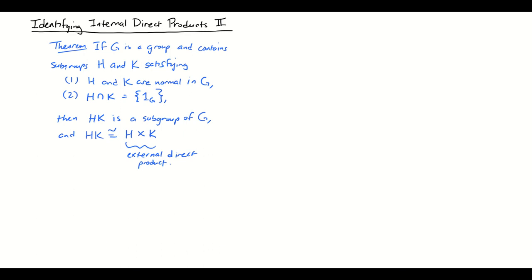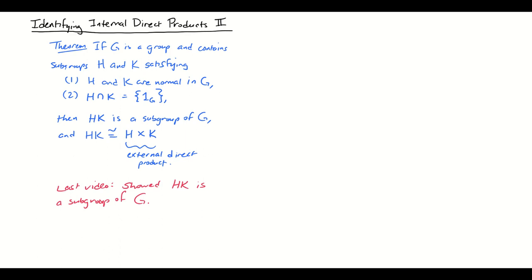All right, so what did we do last time? Last video we showed that HK is indeed a subgroup of G. And for that, we needed to use the fact that H was normal. We actually didn't need both H and K to be normal. We just needed H. Probably could have done with K as well. But here's where we're going to use the fact that H and K are both normal.